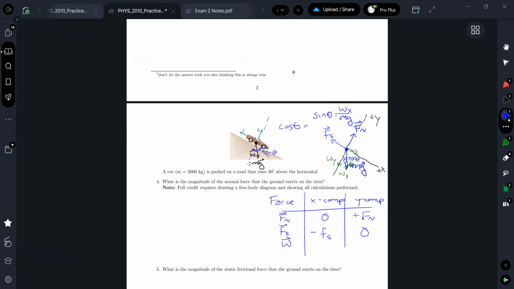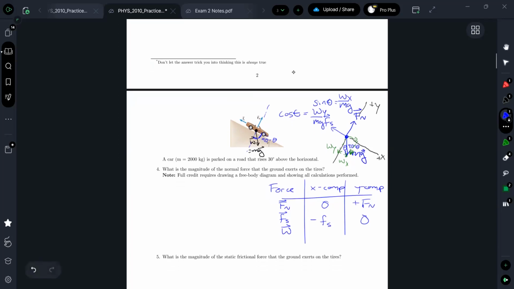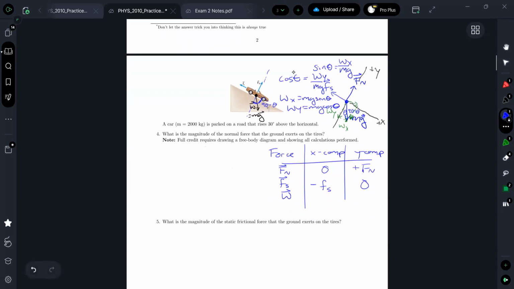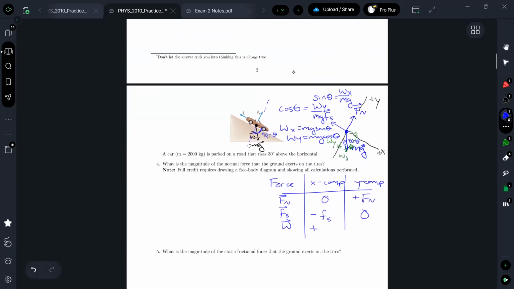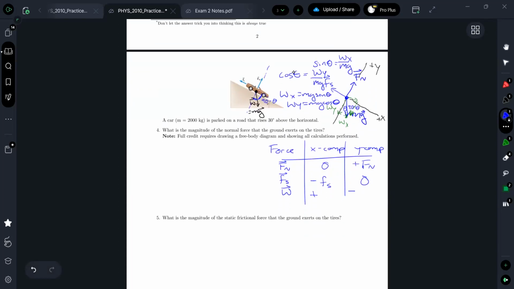Cosine theta, I look at what's adjacent to that angle theta, I see Wy. I look at what's the hypotenuse, that is again the length of my overall weight vector, magnitude mg. And so Wx is going to be mg sine theta. Wy is going to be mg cosine theta. I also need to make sure I've got directions right. Wx is in the positive x direction. Wy is in the negative y direction. So it's positive mg sine theta, negative mg cosine theta.